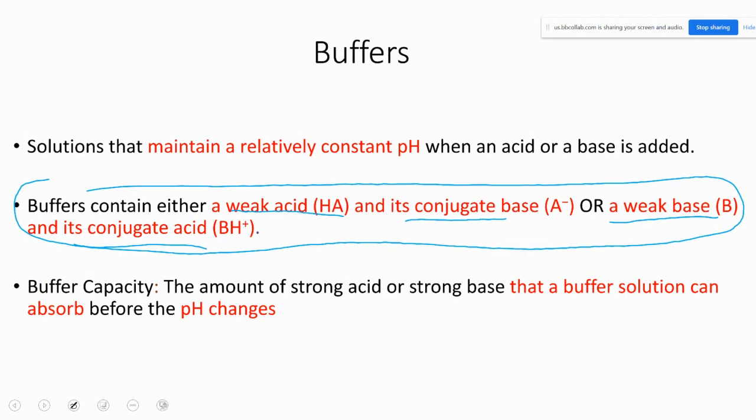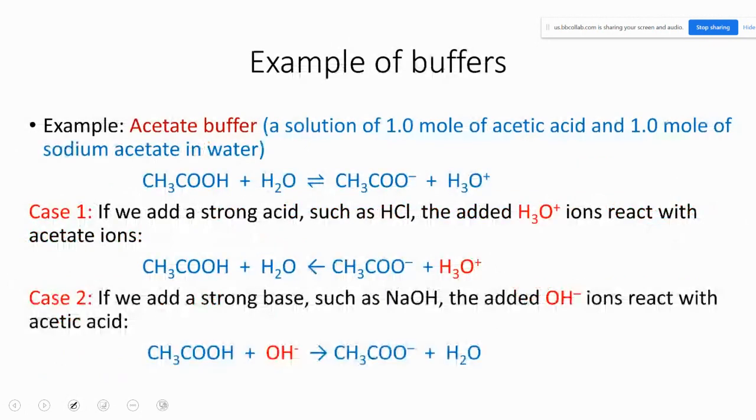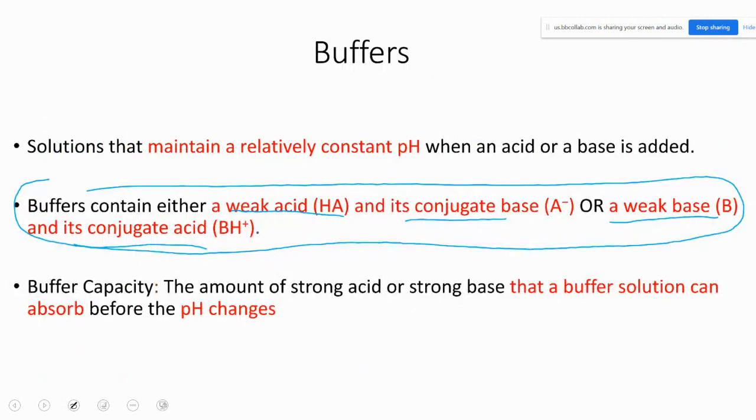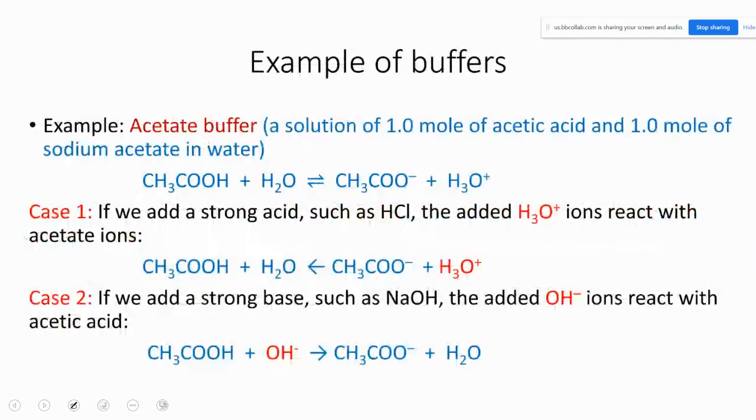And again, if you are still confused about the weak acid conjugate base concept, make sure you go and revisit that concept. Really important. Otherwise, it will be really challenging for you to understand buffers, what I'm trying to teach you. All right, so the way we defined buffer, we said it can contain a weak acid and a conjugate base, right? So let's look at this.